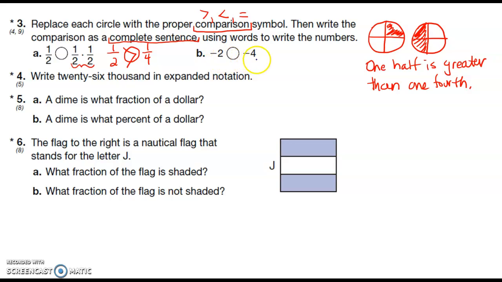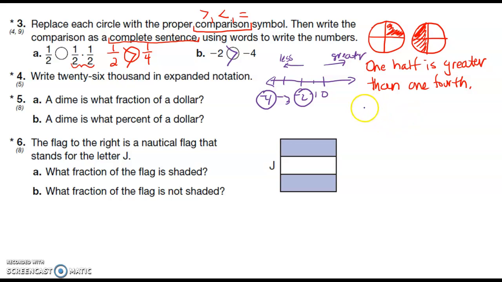So we have -2 is greater than, equal to, or less than -4. So on a number line, keep in mind you have 0, -1, -2, -3, -4. And the further you go this way, that is less. And this is greater. Which means -2 is going to be greater than -4. Okay, so let me write that over here in purple. -2 is greater than -4. Awesome.